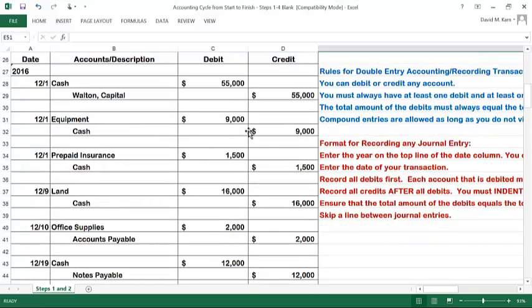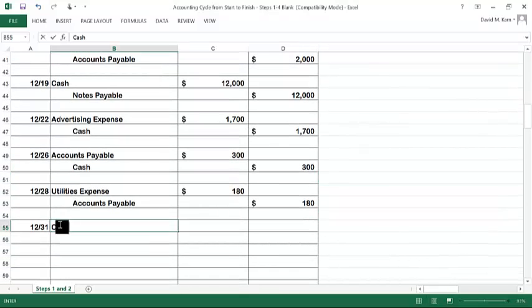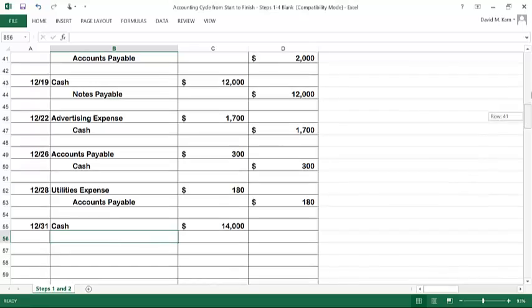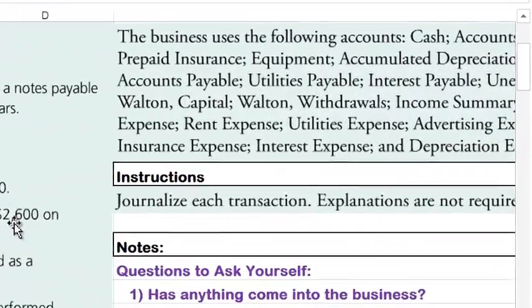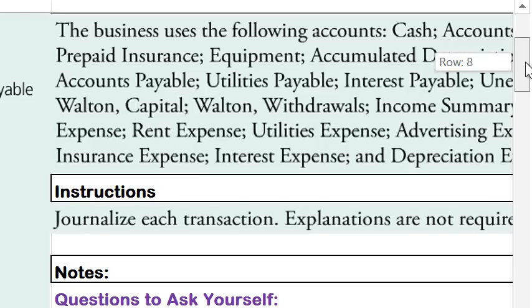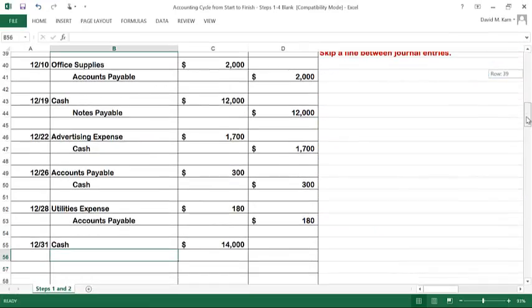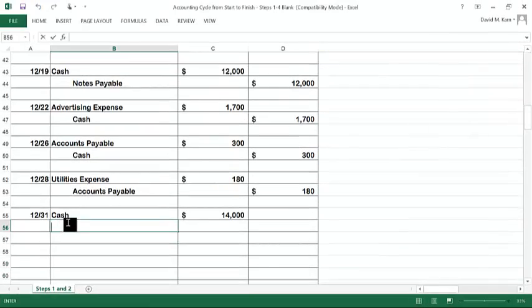All right, let's do the easy thing first. Anytime cash comes in, we know we have to debit that. So cash in the amount of $14,000. And we go back up and we look again. We know that $2,600 is owed to us on account by our customers. So anytime that is the case, that is referred to as accounts receivable. So that is an asset, and we will debit that because it's increasing.